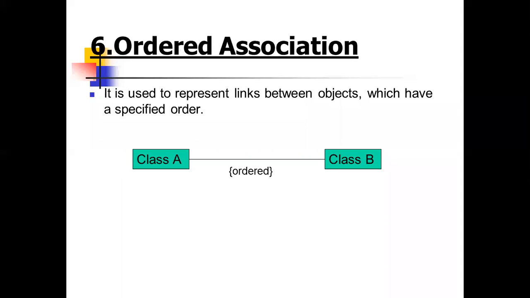The next association is ordered association. Ordered association is used to represent links between objects which have a specified order. Consider the example of class A and class B. These are the two classes having some objects. We are going to connect those objects that have a specified order for execution. Here you can see the role ordered. So class A and class B are connected to each other with an ordered association.